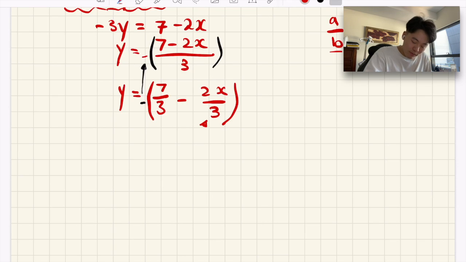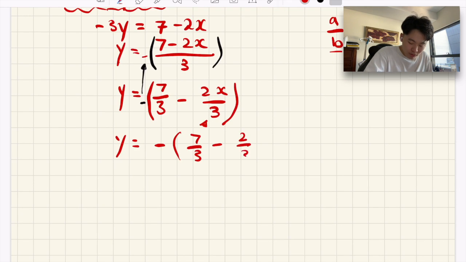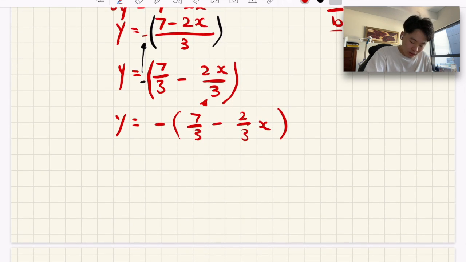Okay, it's not really in a form you're used to, but remember when you have a fraction like that, minus 2x over 3, it's actually minus 2 over 3 times x. Okay, and now your entire gradient is solved, and you just want to rearrange it so that x is at the front. But before I do that, distributive law, so we do y is equal to negative 7 over 3.